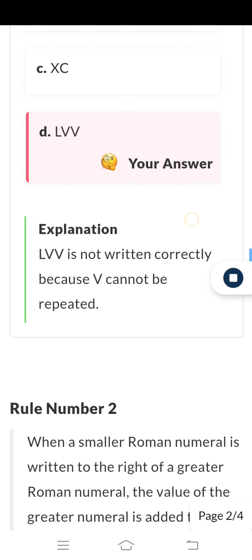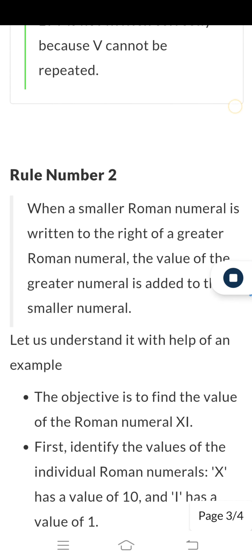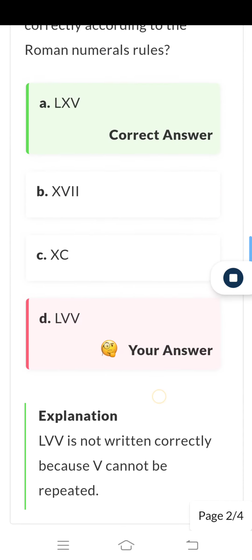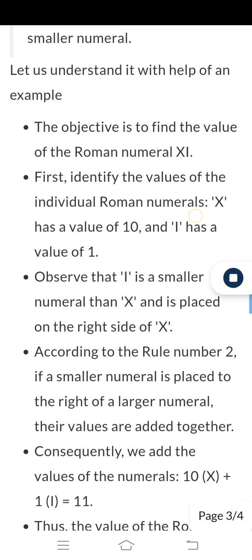Rule number 2. When a smaller Roman numeral is written to the right of a greater Roman numeral, the value of the greater numeral is added to the smaller numeral. Let us understand it with the help of an example.